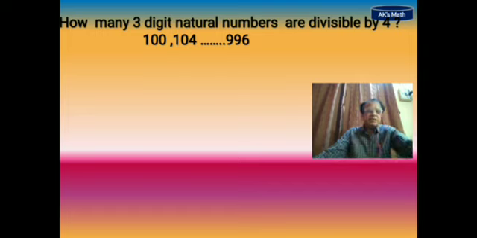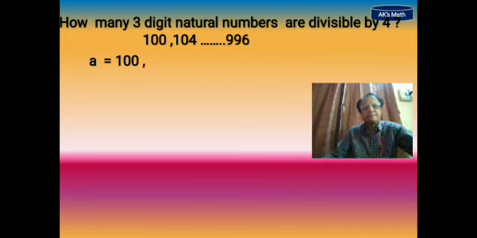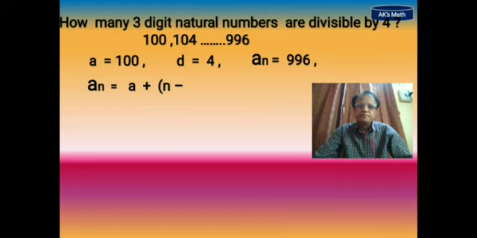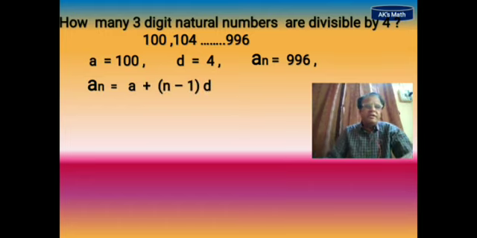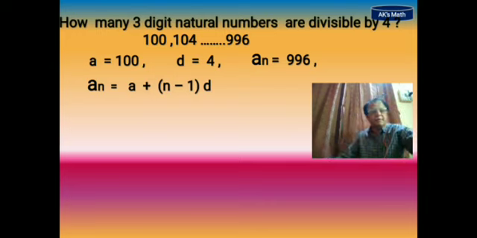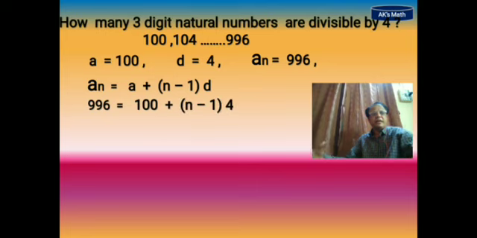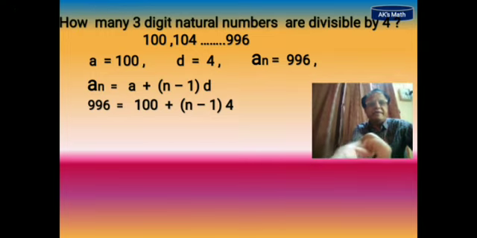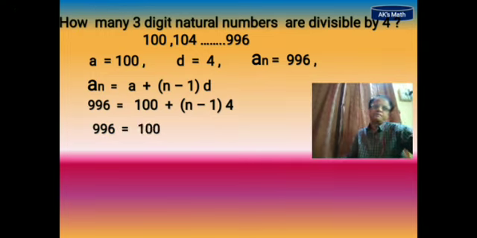So a is equal to 100, d is equal to 4 and an is equal to 996. It is a very easy method. Take the formula an is equal to a plus (n minus 1) into d, bring it here and fit in all the values. You will easily get the value of n, that is, how many numbers there are, which we have to find.